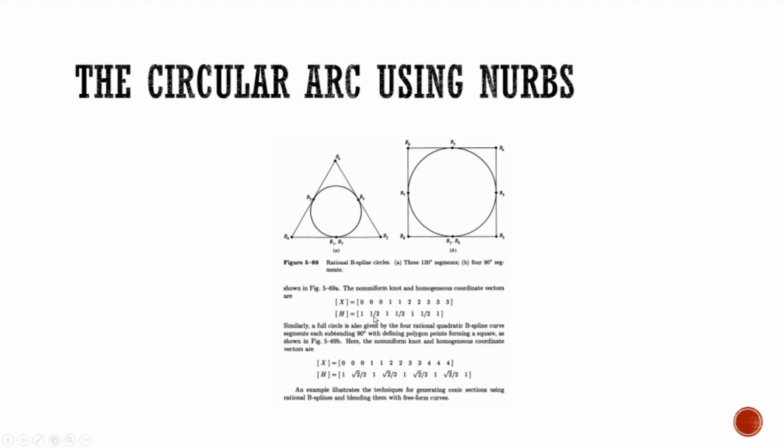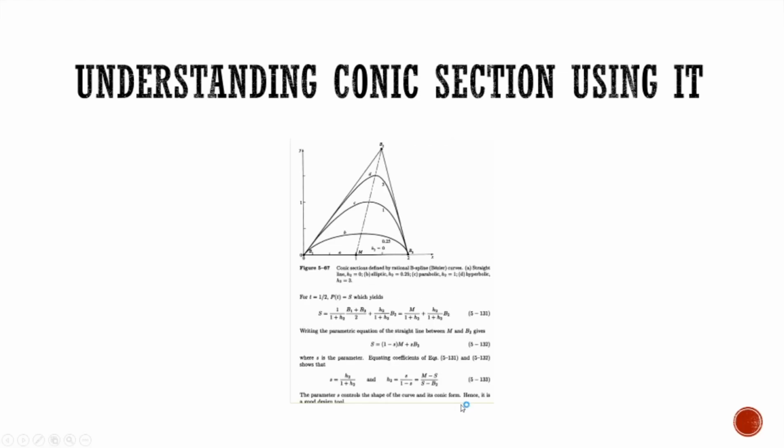Similarly, the full circle is also given by the 4 rational quadratic B-spline curves recognized by the summation. Here x equal to 0 0 0 1 1 2 2 3 3 4 4 4. The second matrix is 1, root 2 by 2, 1, root 2 by 2, 1, root 2 by 2, 1.